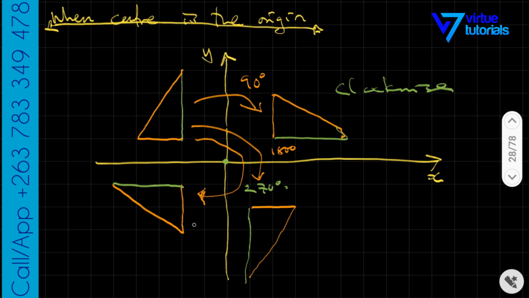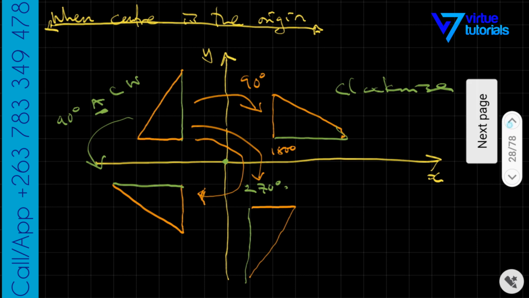Clockwise. This 270-degree rotation is equivalent to a 90-degree anti-clockwise, right? So this shape could have ended here if it just went 90 degrees anti-clockwise. So whether it goes 270 degrees clockwise or 90 degrees anti-clockwise is the same thing, right? So that's something to note there.